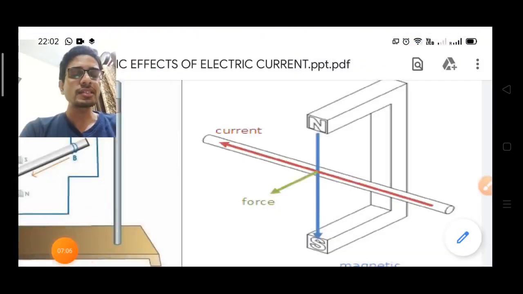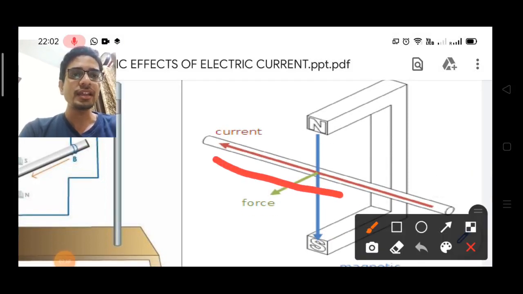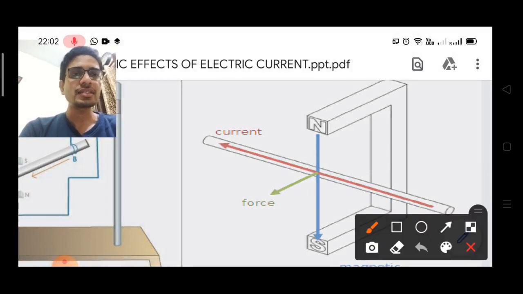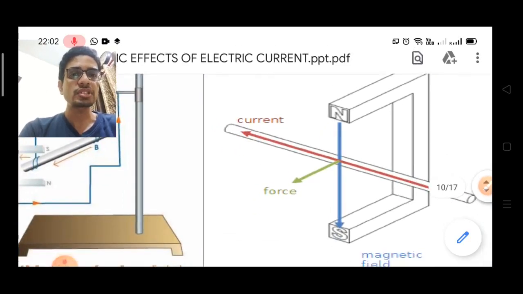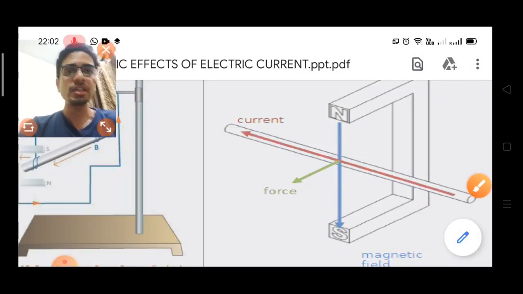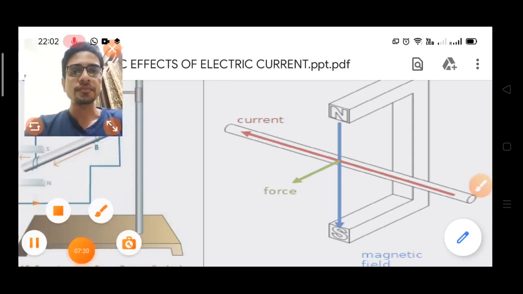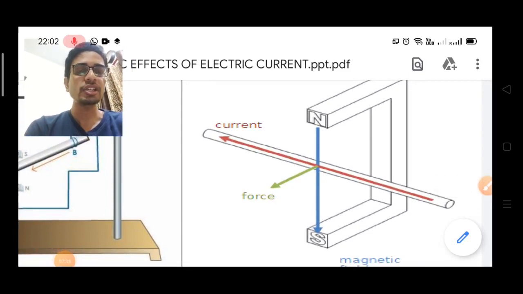You can also understand this from this simple diagram. This is a current carrying rod or wire, and this is a magnet. Since the current carrying conductor is placed in a magnetic field, this rod will experience a force, right? Now next we are going to study how to find out the direction of force, in which direction the current carrying conductor will move.